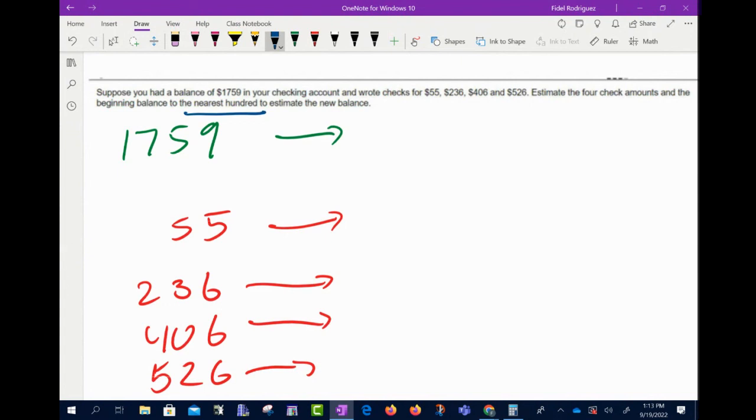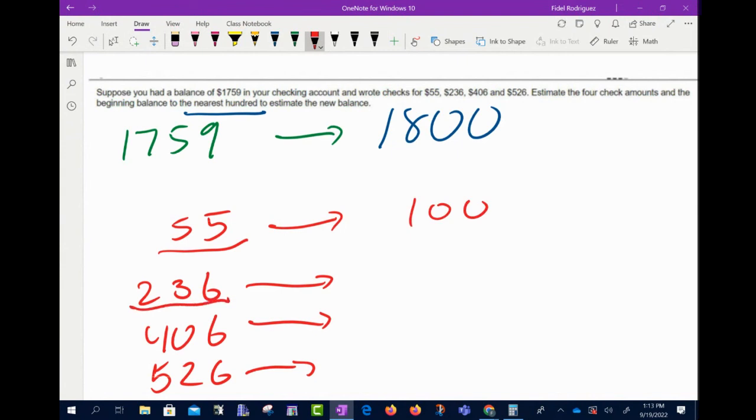Why to the nearest 100? Because that's what it told me to do. So my question to you, 1759 to the nearest 100, is that closer to 1700 or 1800? 1800, right? So we're going to go 1800 right here. 55 to the nearest 100, is that closer to 0 or 100? 100, right? 236, is that closer to 200 or 300? 200, excellent. 406, is that closer to 400 or 500? 400. 526, is that closer to 500 or 600? 500, right?